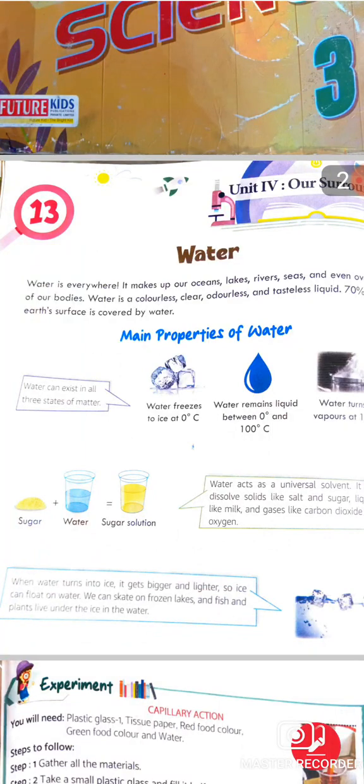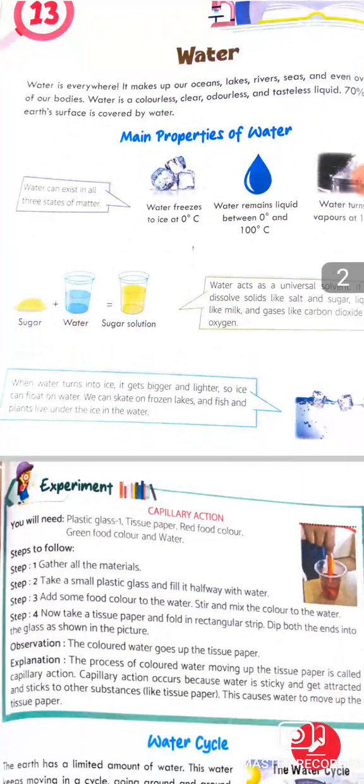In the first class, I had explained to you about water, its main properties, some general properties, some water bodies, sources of water, and many more important features of water. I also explained an experiment, that is capillary action, and told you all to do it at your home. Hope you all have also completed your homework.